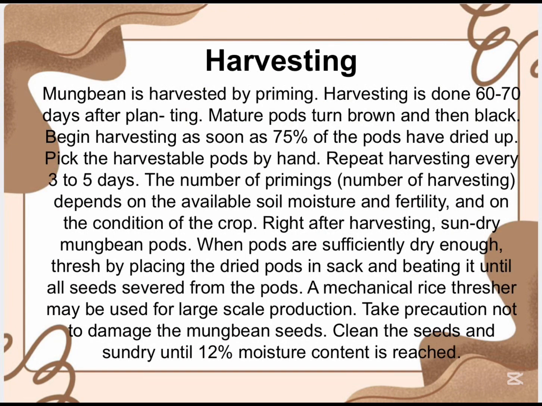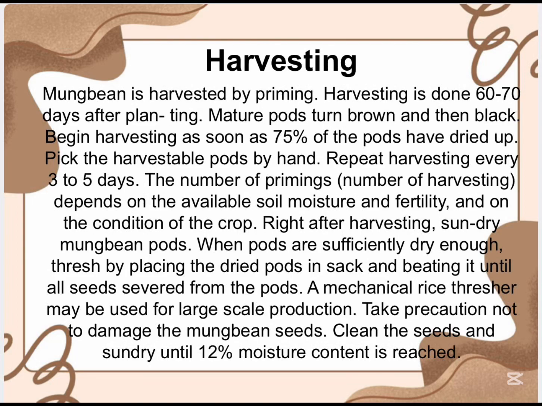Harvesting. Mung bean is harvested by priming. Harvesting is done 60 to 70 days after planting. Mature pods turn brown and then black. Begin harvesting as soon as 75% of the pods have dried up. Pick the harvestable pods by hand. Repeat harvesting every 3 to 5 days.